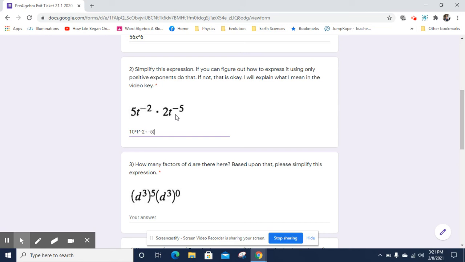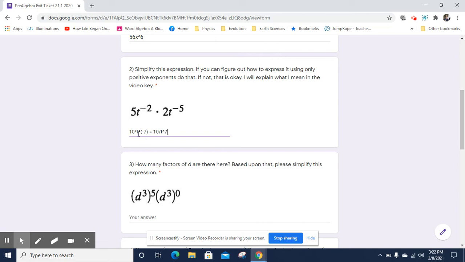And so that will simplify. I'm going to put those in parentheses. Negative 2 plus negative 5 will be negative 7. So that's going to be t to the negative 7 power. Now, if I want to express that without negative exponents, remember that if I hop that base across the fraction bar, it changes the sign of the exponent. This is the same as saying 10 divided by t to the 7th. So we're going to say 10 over t to the positive 7th power.